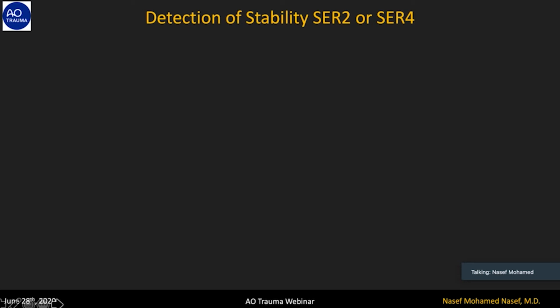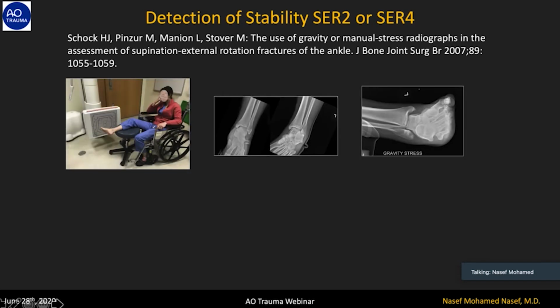So, as we said, we want to detect the stability. Is it a supination external rotation type 2 or is it type 4? Like Dr. Ahmed Khidr said, one of the most commonly used are the weight-bearing views. And these are very easy. You can have the patient on the same wheelchair. He doesn't have to stand, and you can take an AP of the ankle in direct AP hanging from the side of any table, and this would convert what you would think would be a stable fracture into an unstable one.